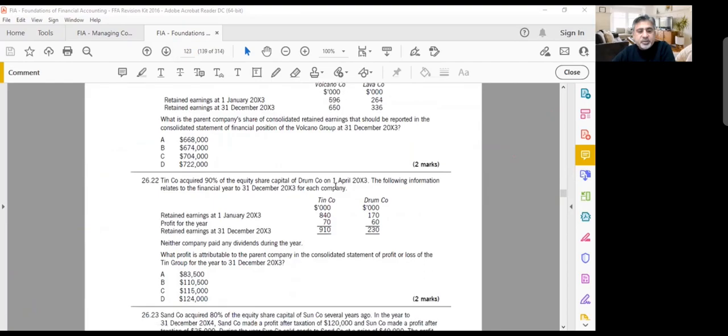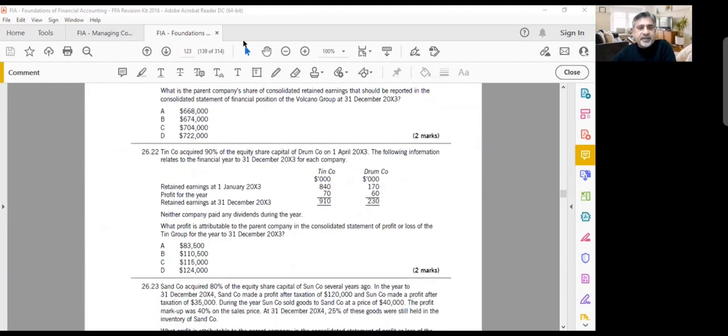Okay, then comes this next question, 26.22. This is going to be our last question for today from this small section.